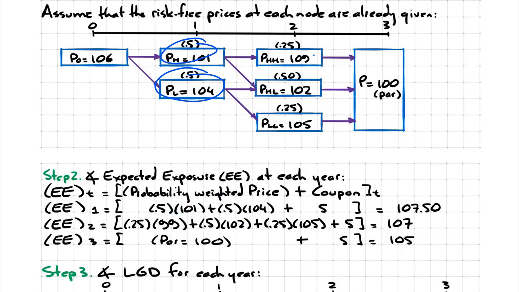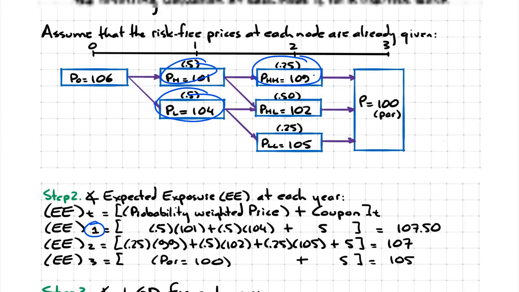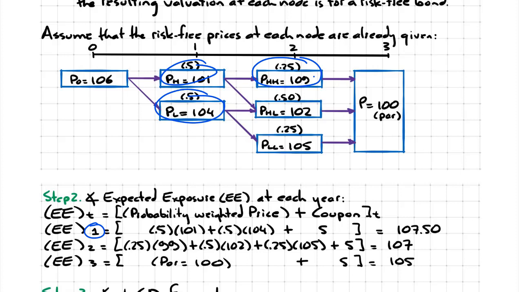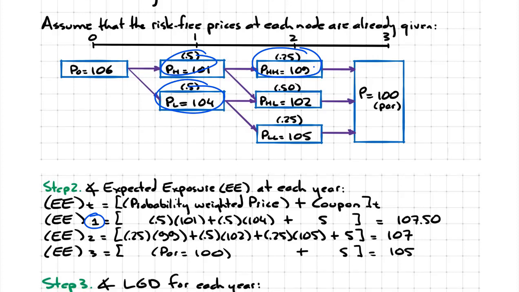Now, is there anything else you're expecting at t equals 1? Yes, a coupon of $5. So what's the total amount that you're exposed to at t equals 1? 107.50. So now you see why we needed this information for each node, i.e. the price at each node. Let me backtrack. The risk-free price at each node and the probability of that node. So you can calculate the amount of the expected exposure at each point in time.